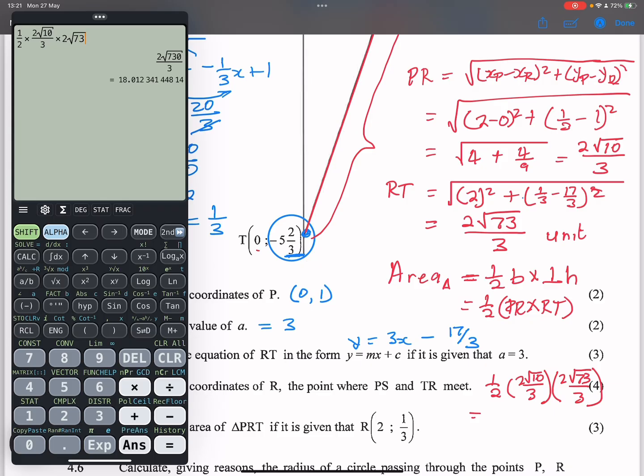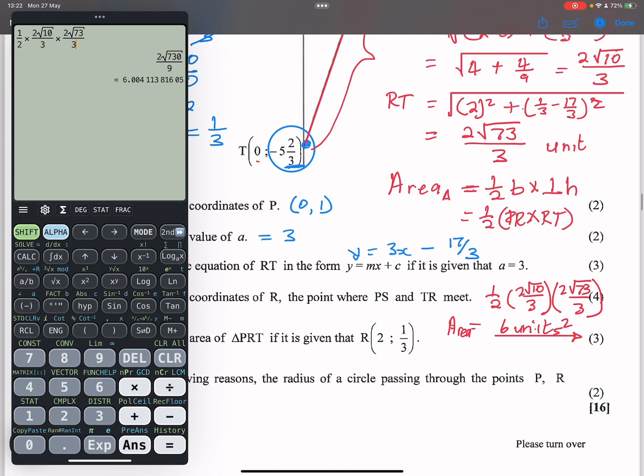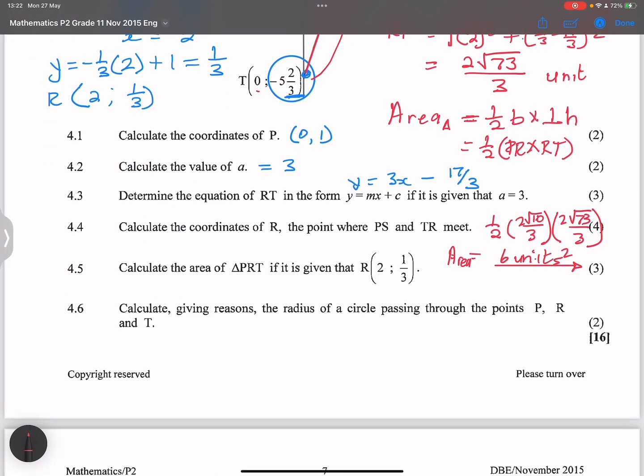Actually, I should have done this. Multiplied by, let's make the fraction. So that's 2 square root of 73 divided by 3. Right, so I get a value of 6.004. We might as well just say this is going to be 6 units squared. Okay, so that's 6 square units. That is the area of that triangle. Right, I hope that you got that, ladies and gents, and let's go to the very last one, right? They say calculate, giving reasons, the radius of a circle passing through PRT.